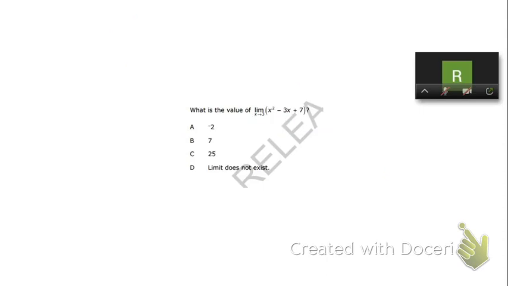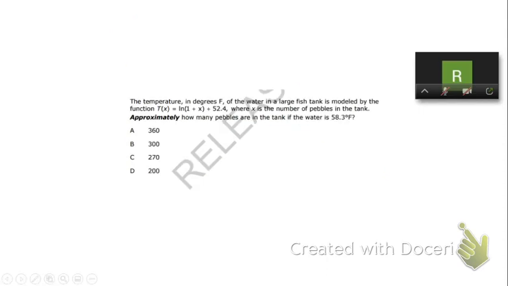All right. This one, X is the number of pebbles in the tank. Approximately how many pebbles in the tank? This one's not a bad one here. So we want to know that T, the temperature. So we want to know how many pebbles are in the tank as a water temperature. So the temperature is 58.3. So we know that that's what T of X is.